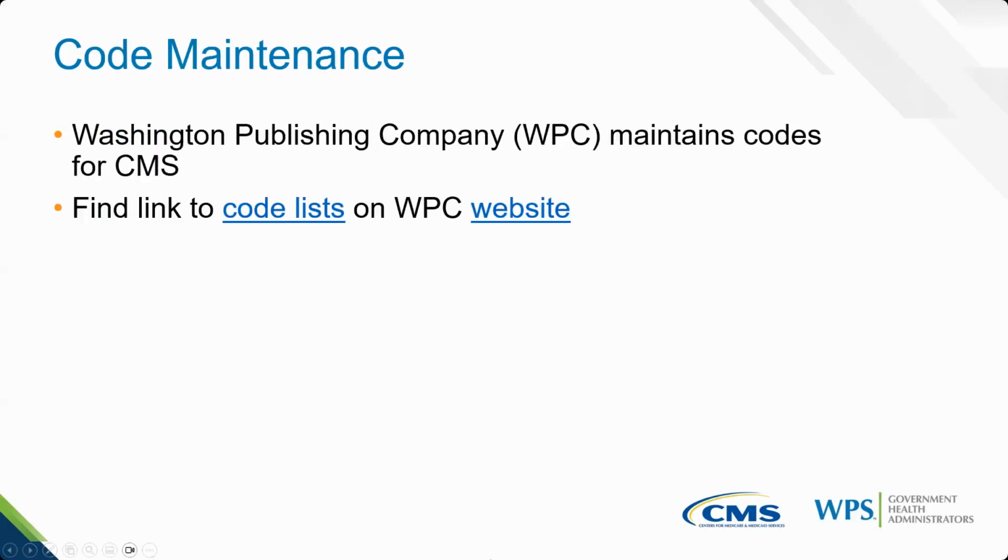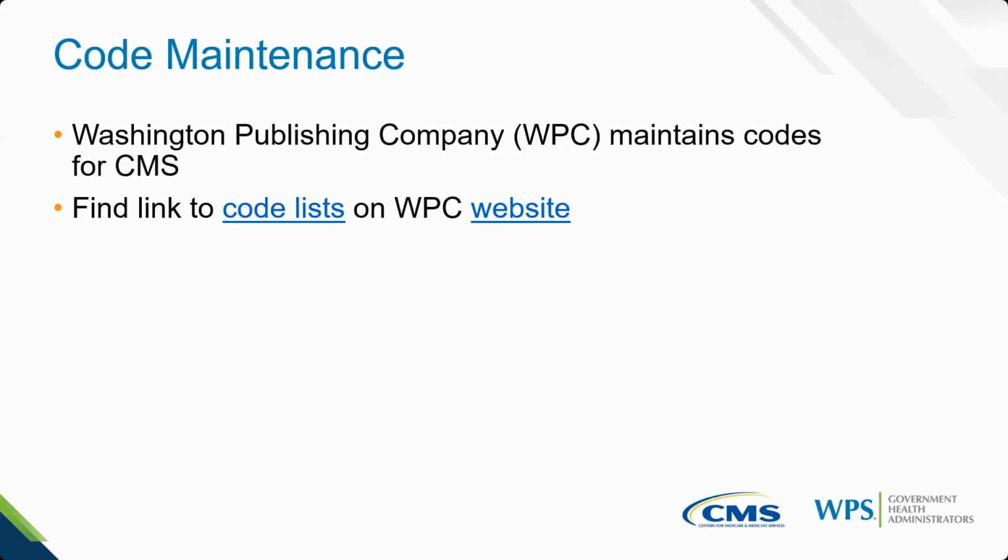You can find code lists on the Washington Publishing Company's website. This is the contractor that maintains the codes for CMS, those codes that appear on that remittance advice. Now, we understand that some of those codes may be rather cryptic or may seem to be out of date. By that I mean some of the code messages may include an outdated acronym. I'll point those out later to you.